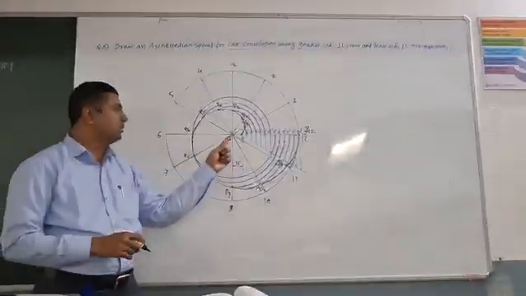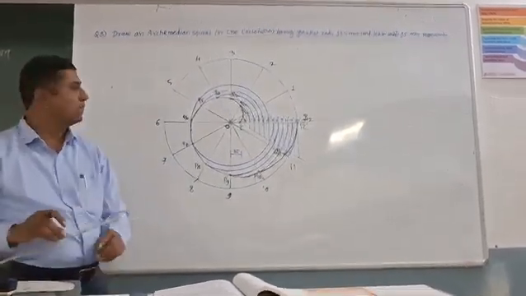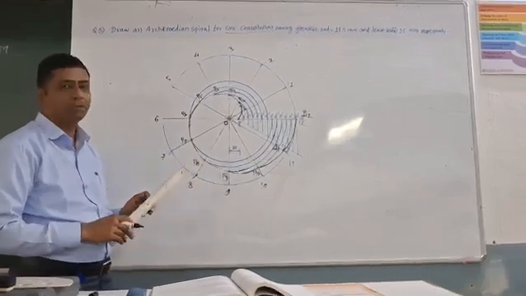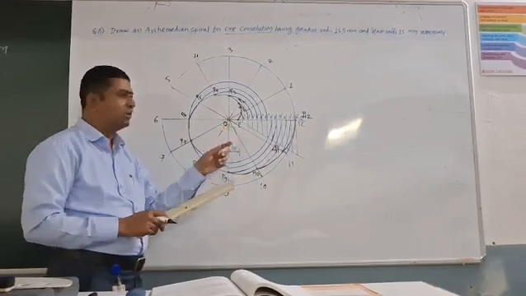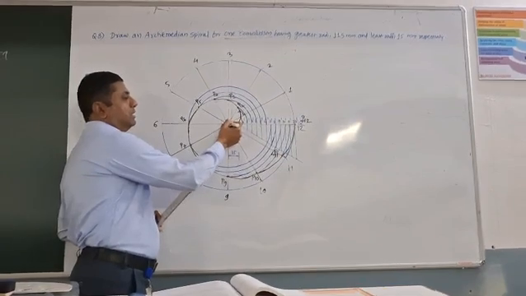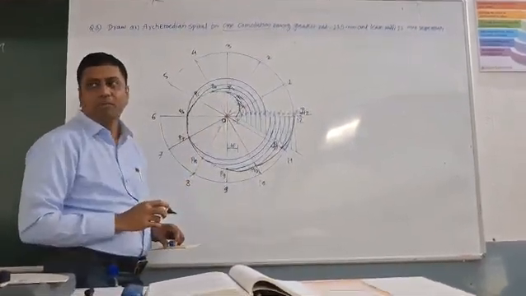So this is your required Archimedean spiral, with greatest radius 115 mm and least radius 15 mm. If this radius is not given, our point P will be at center O. Then our Archimedean spiral will start from here, like this: P, P1, P2, P3, P4, P5 up to P12.